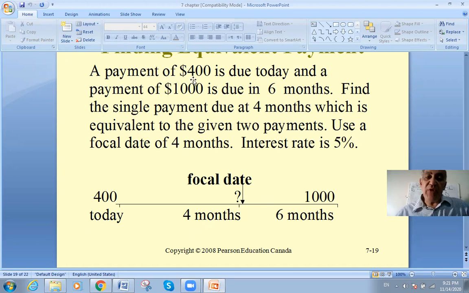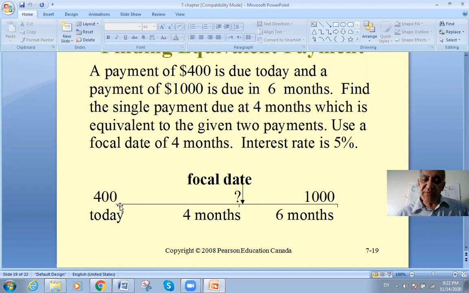A payment of $400 is due today, and a payment of $1,000 is due after 6 months. So find the single payment due at 4 months. After 4 months, how much will I pay on the focal date, which is equivalent to the given two payments? Use a focal date of 4 months.